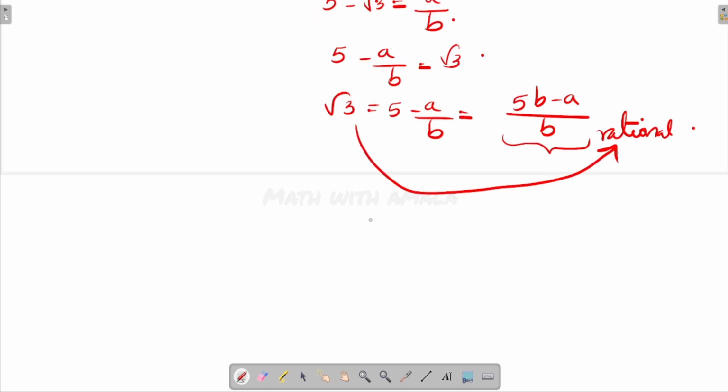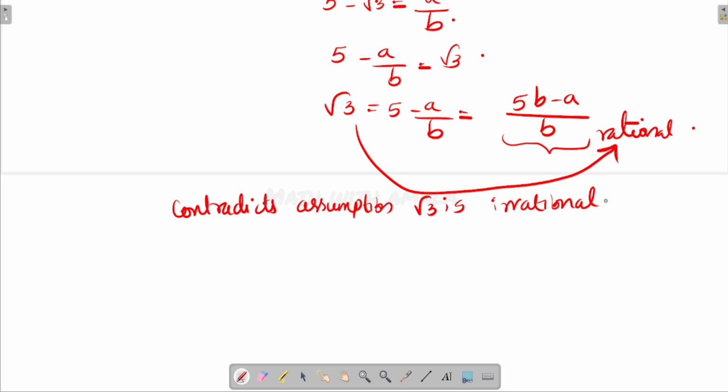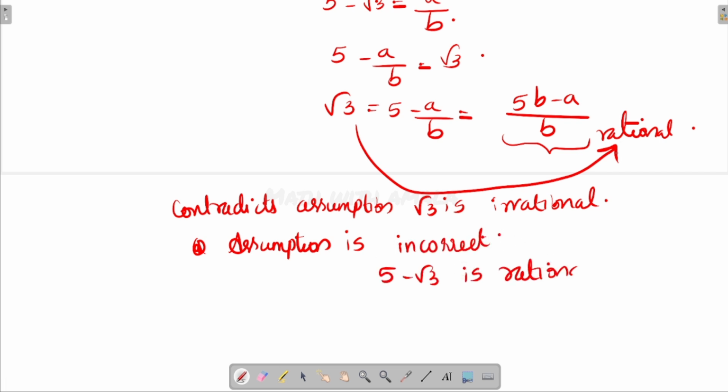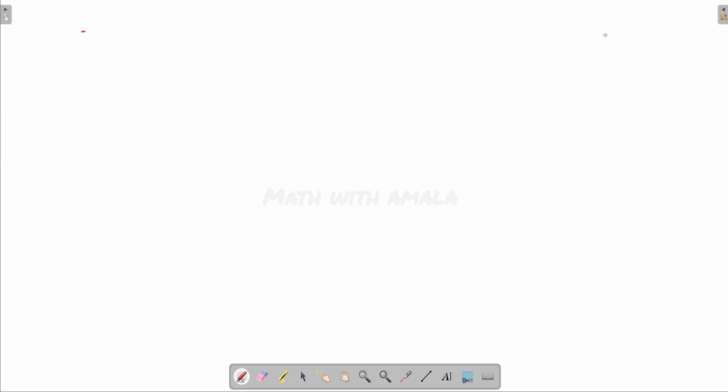Actually this is a rational number. So root 3 is rational also, since a and b are some integers and 5b minus a by b is rational. So this is a contradiction to the fact that root 3 is irrational. Here we have got root 3 as a rational number. Hence we can say our assumption is incorrect. That is, the assumption that 5 minus root 3 is rational is incorrect. We can say it is irrational.